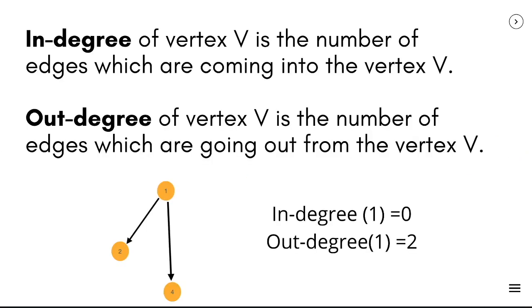So next is something called an in-degree. The in-degree of a vertex is the number of edges which are incident onto the vertex. And out-degree is the number of edges that are outgoing from a vertex. To take an example of this, the in-degree of vertex 1 is 0 because there are no edges coming into vertex 1, and the out-degree of vertex 1 is 2 because there are exactly 2 edges going out from vertex 1.